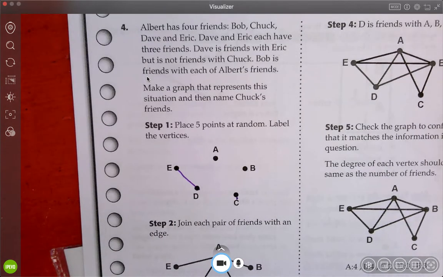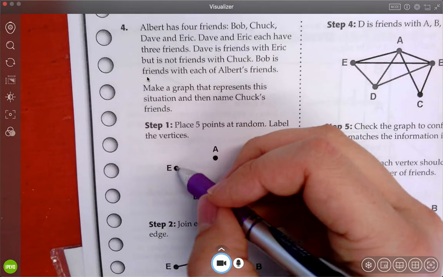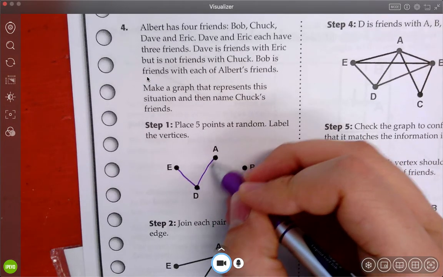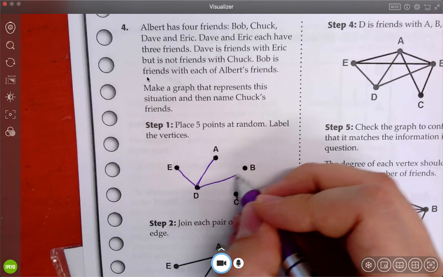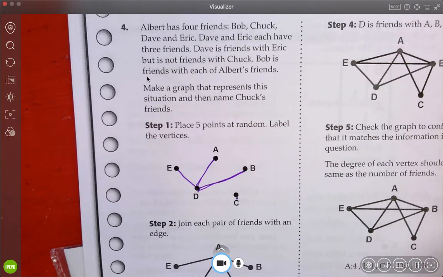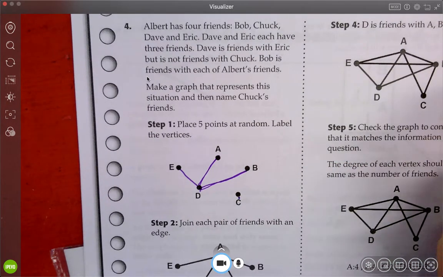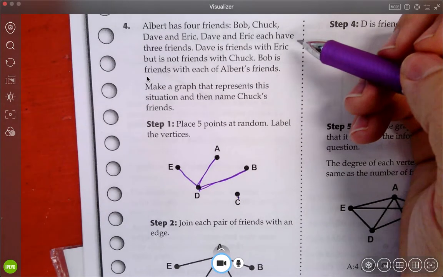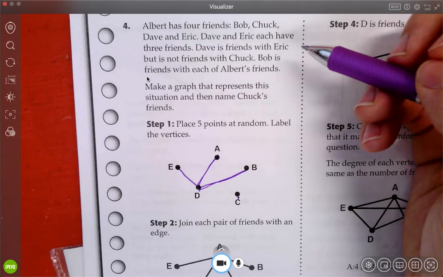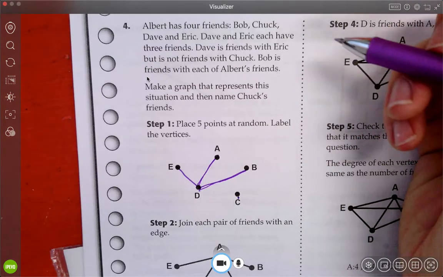But Dave also has 3 friends. So Dave is friends with Eric. Dave is friends with Albert. And then Dave also has to be friends with Bob. Has to, because he has 3 friends and he's not friends with Chuck. There's beef in this gang, I guess.